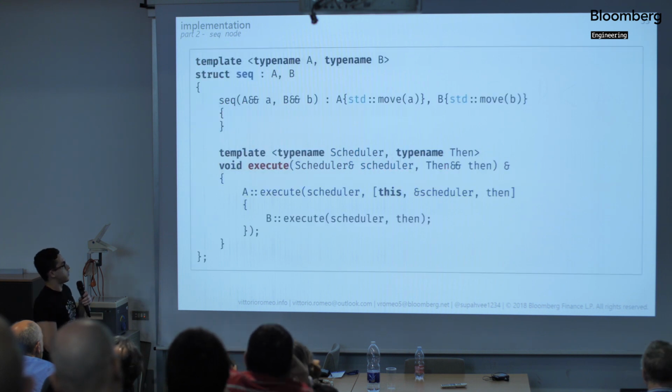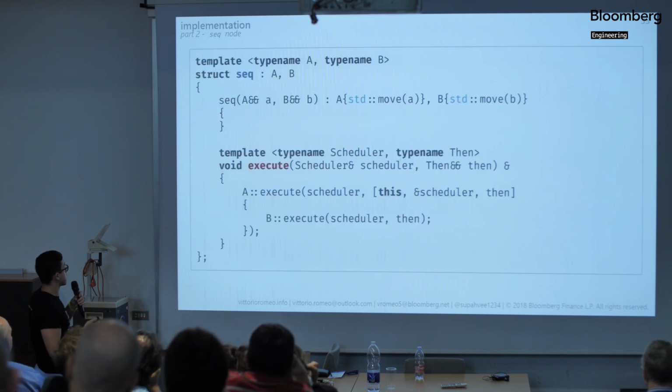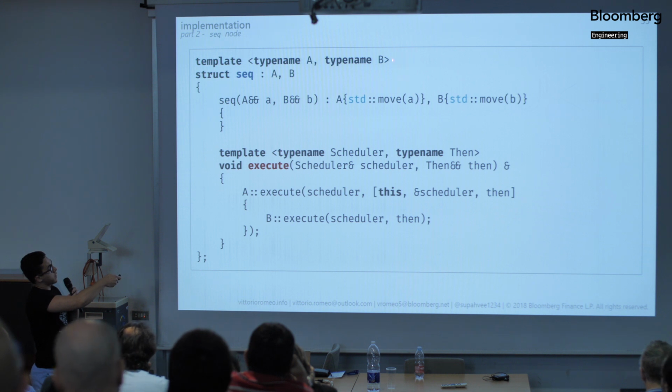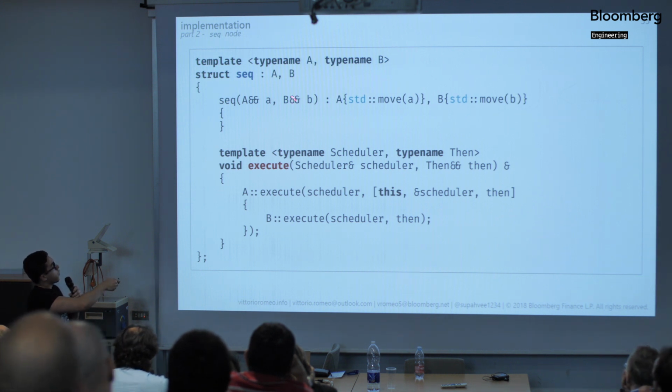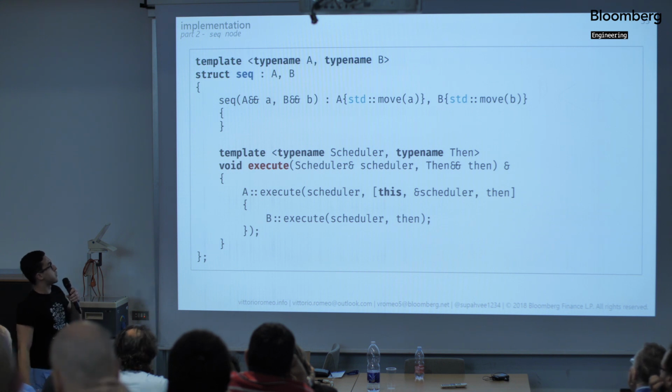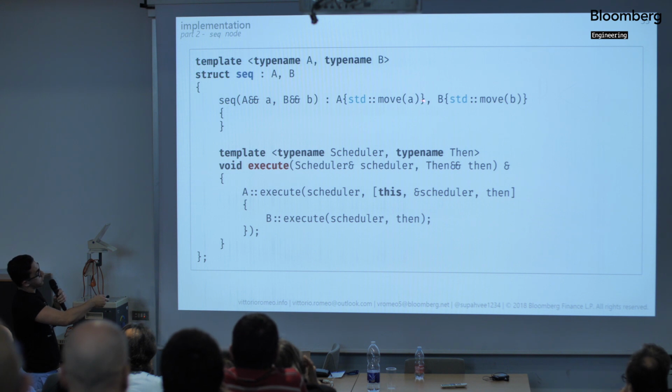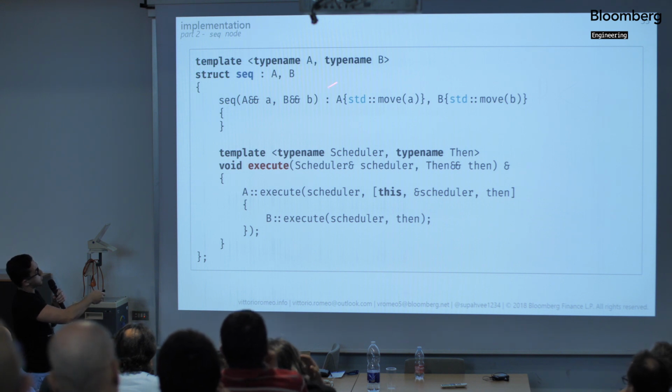How does it work? So this is the entire sequential node implementation. We have a very similar strategy over here. We have two functions, A and B. In this case, these are our nodes, so node A and node B. We derive from them to allow the empty base optimization to kick in. And we have a constructor that allows us to move A and B into our sequential node.